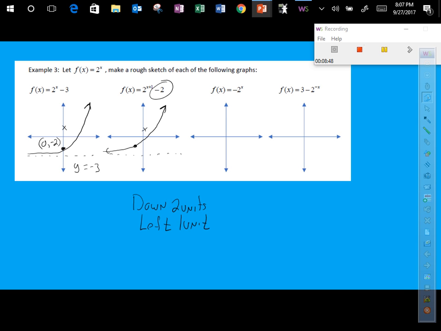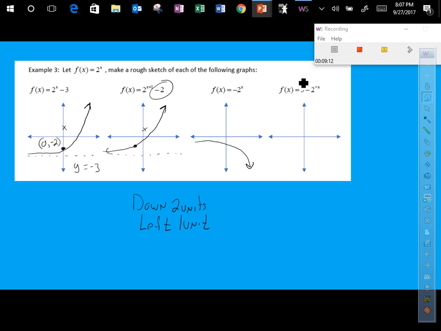If you look at our third one, that negative out front, instead of opening it this way, we'll simply open it that way. Just like if it was a parabola. Parabola being positive would open there. Put a negative inside of there, it's going to open it downwards.